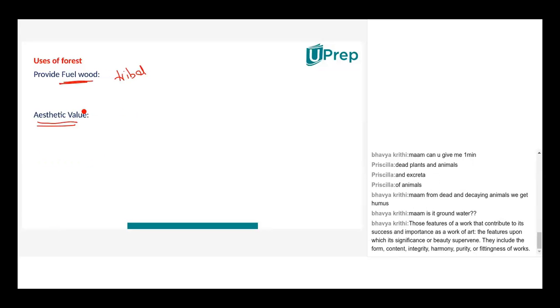So you will find the aesthetic value, like that's the definition given in our book. Aesthetic means the good looks, the beautiful look, the good features. The beauty of the place, the good features, or it adds to the beauty. The good looks of the forest, it adds to that.